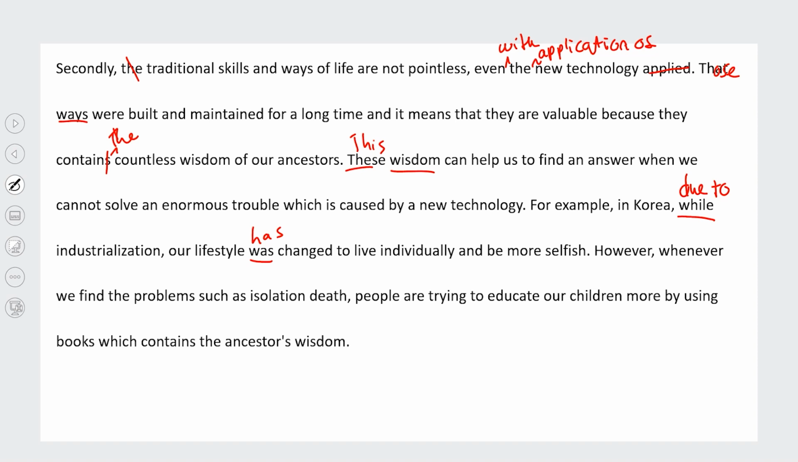Our lifestyle has changed so that more people live individually and are more selfish. However, whenever we find problems such as isolation death, people are trying to educate our children more by using books which contain our ancestors' wisdom, or if it was there, it would be the wisdom of our ancestors.